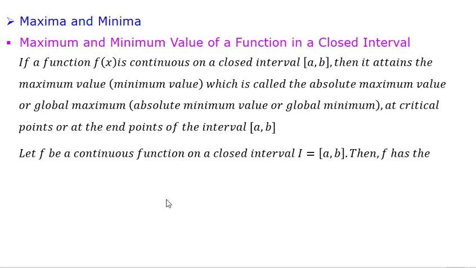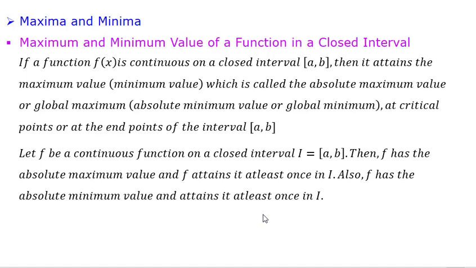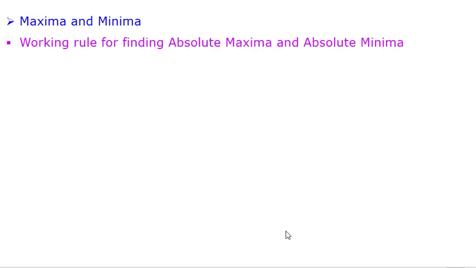Let the function f be a continuous function on a closed interval I, [a, b]. Then f has the absolute maximum value and f attains it at least once in I. Also f has an absolute minimum value and attains it at least once in I. So what they are saying is that when we have a closed interval, then at least one maximum and one minimum value I will get in the interval.